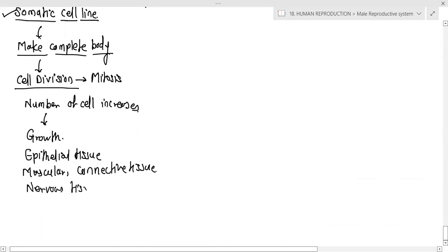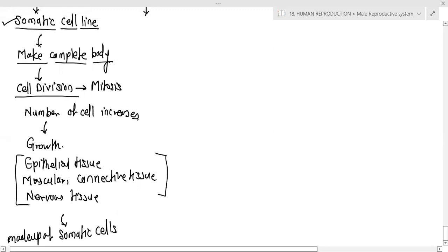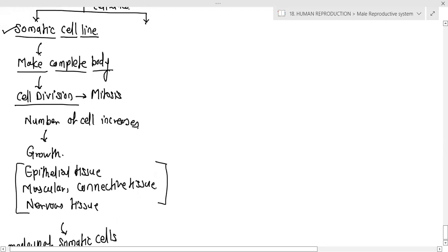Nervous, yes, tissue. All these tissues come under somatic cell line, fine? All these tissues are what? Somatic cells or somatic cell line, fine? All these tissues consist of or are made up of somatic cells, fine? Clear? It means that the cell line of my body is somatic cell line. Is that clear?